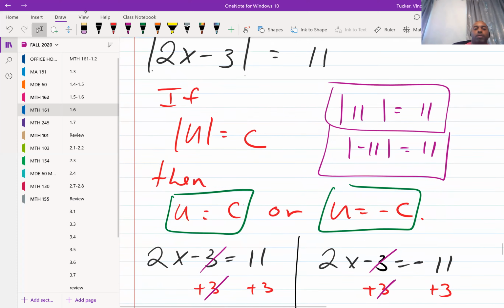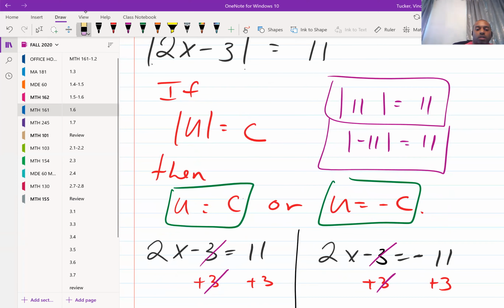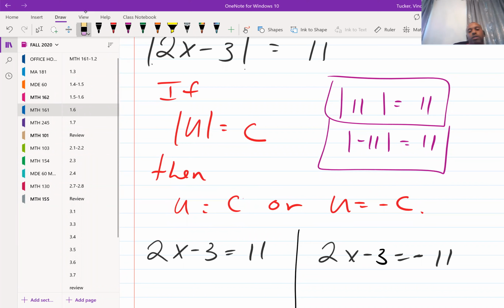So this is how we would set up our absolute value solving. Notice I have 2x minus 3 equal to 11, just how I saw it, and then 2x minus 3 equal to negative 11. That's how you always set up your absolute value equations to go ahead and solve. All right, questions on the setup?